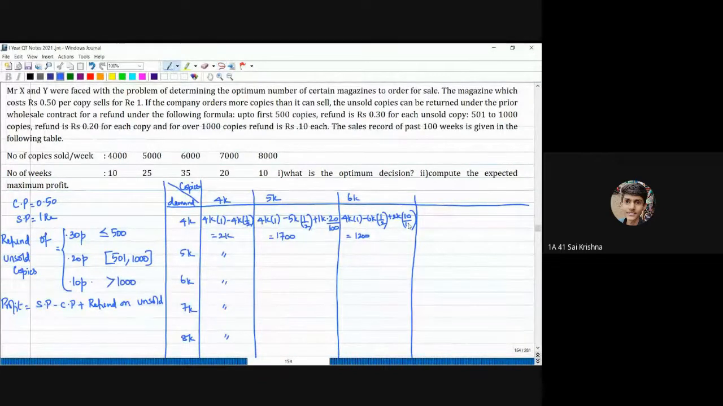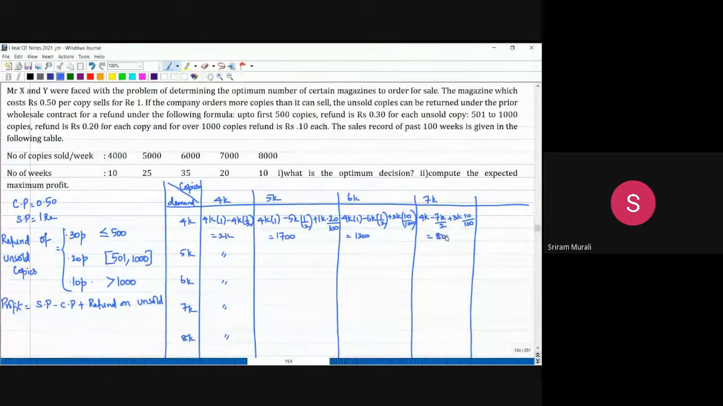Okay sir. Understood or not? This difference comes to 2000. That is why 2000 into 10 paise. 10 paise for one copy. Then how much will come for 2000 copies? 2000 into 10. Similarly, if this is 7k, then 4k into 1 minus 7k by 2 because 1 by 2, plus 3k into 10 by 100, because beyond 1000 it is 10 paise. So the value will be 800.